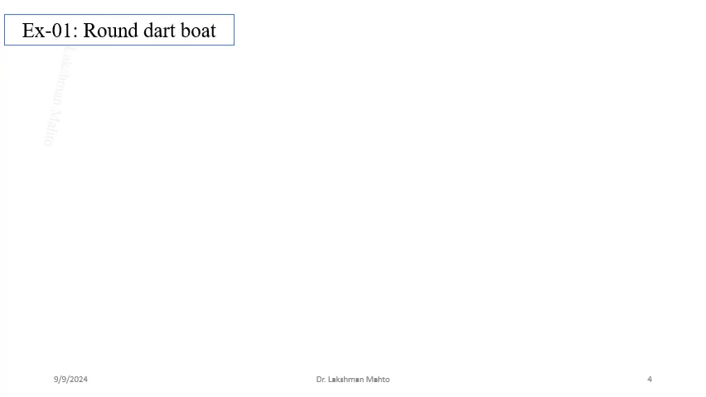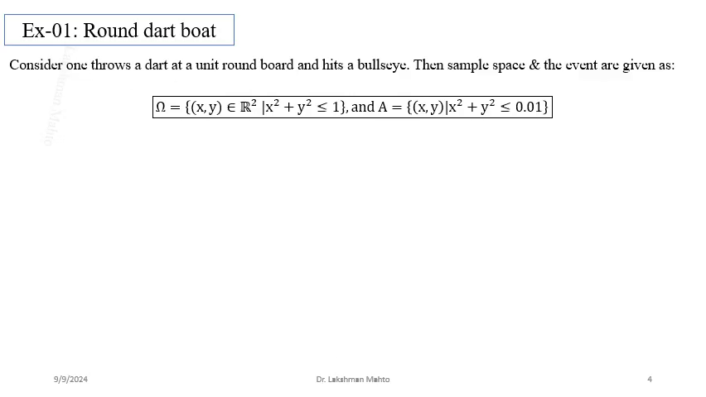Various things are there. Now, second game, we will take the round dart board example. So here, what is the radius? Again, I have taken unit. So again, you can raise a question, why one is here? The same thing is coming here. So x square plus y square less than or equal to 1. That is the unit circle.